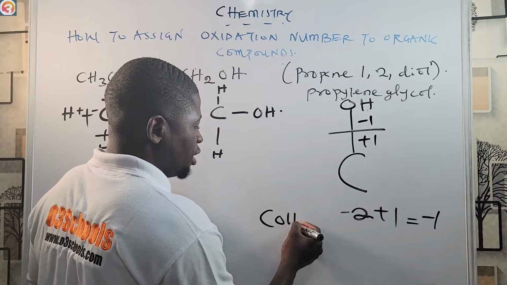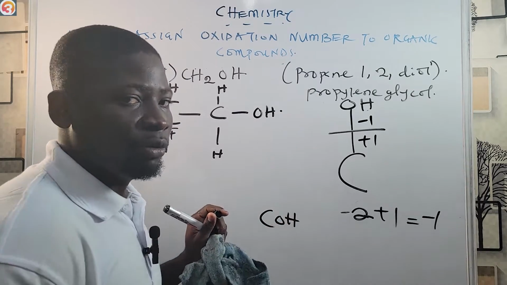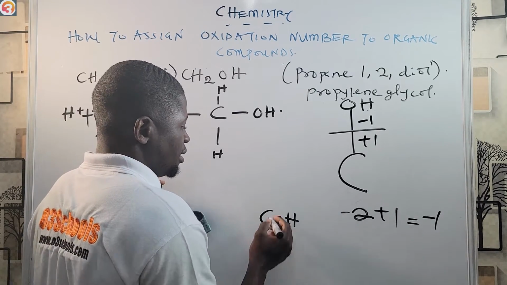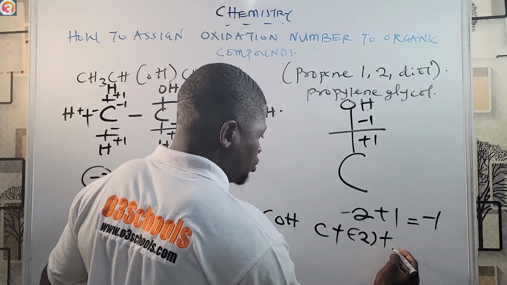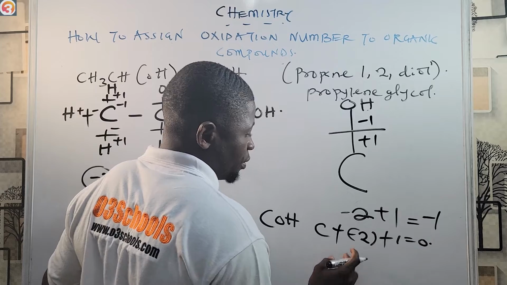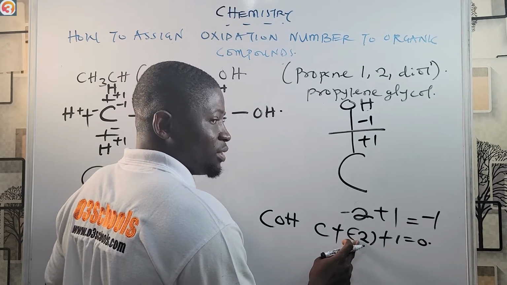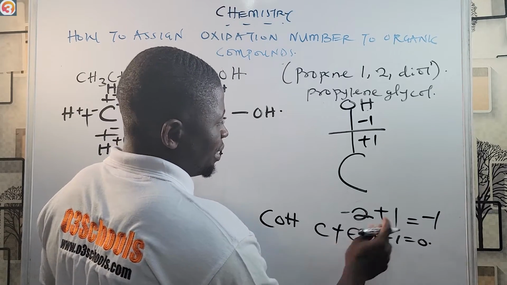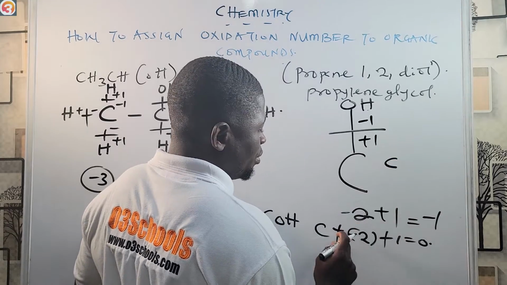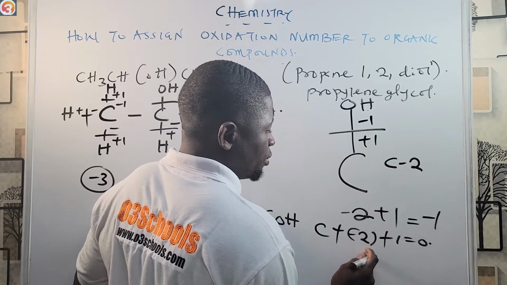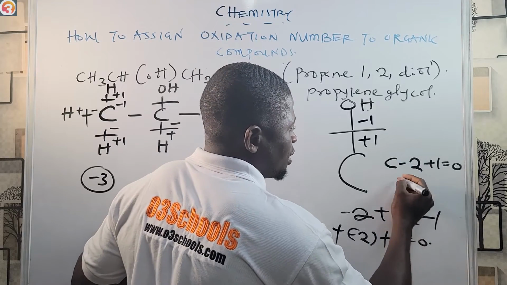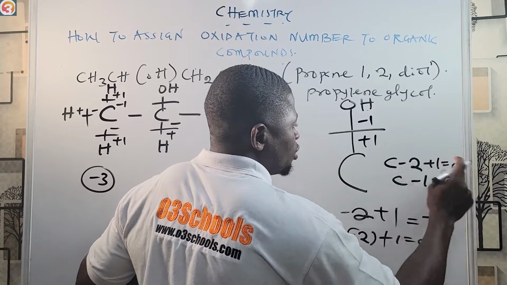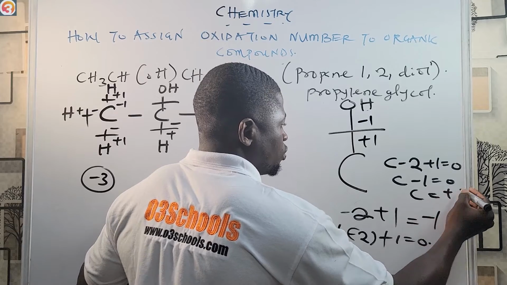Let's say COH. We want to find the oxidation number of carbon. So what do you do? You say C plus O is -2, then plus 1 is equal to 0. So C plus -2, then plus 1 is equal to 0. -2 plus 1 is -1. So C - 1 is 0. -1 comes to this side. C is +1.